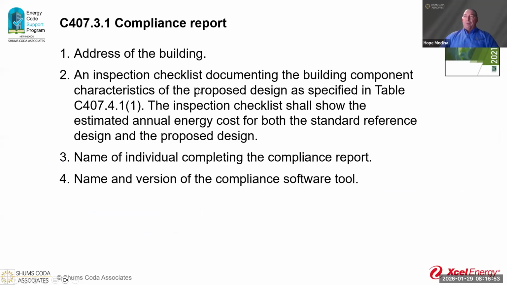So on the compliance report, we need to have the address of the building. We need to have the inspection checklist documenting the building component characteristics that complies with C407. We need to know who did this. What's the name of the individual submitting the compliance report? And we need to have the name and version of the compliance software tool. All of that has to be on that report that's submitted to us with all the calculations and everything that goes with it.